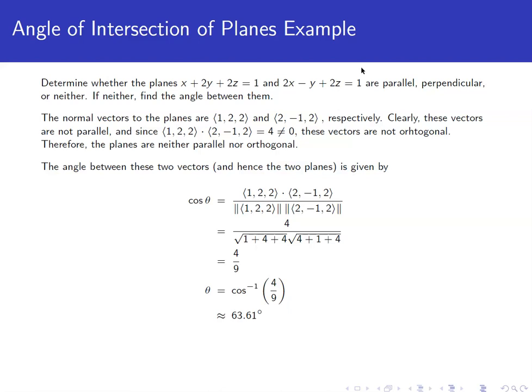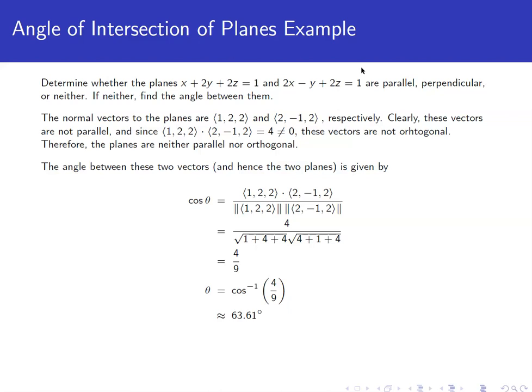Well, the two planes will be parallel if their normal vectors are parallel. They'll be perpendicular if their normal vectors are perpendicular. And if neither of those is true, then we can figure out the angle between them by finding the angle between the two normal vectors.